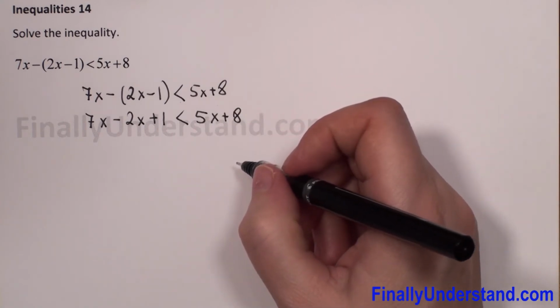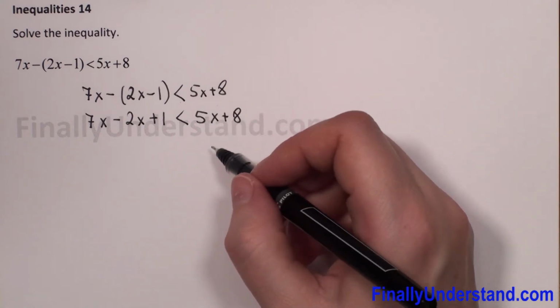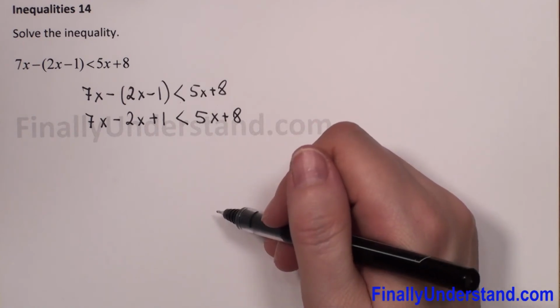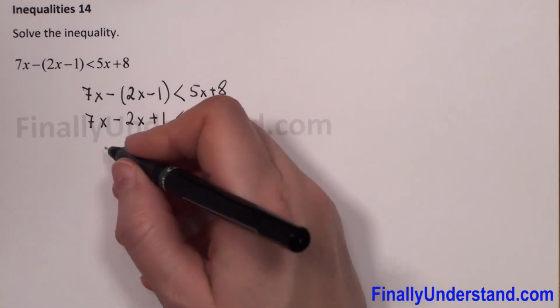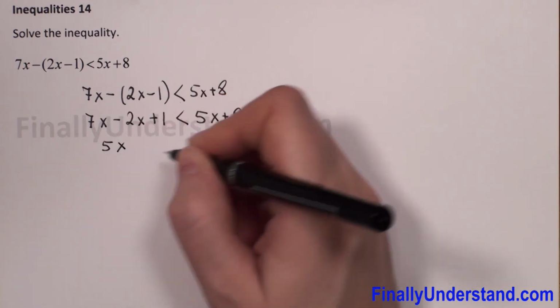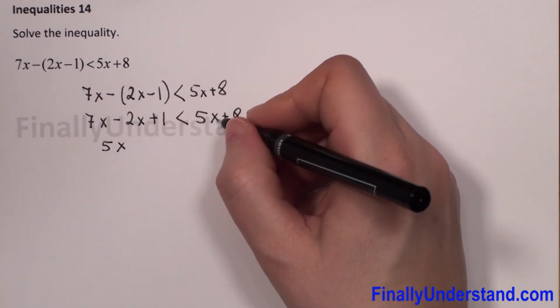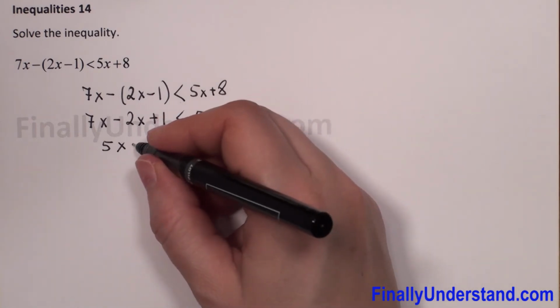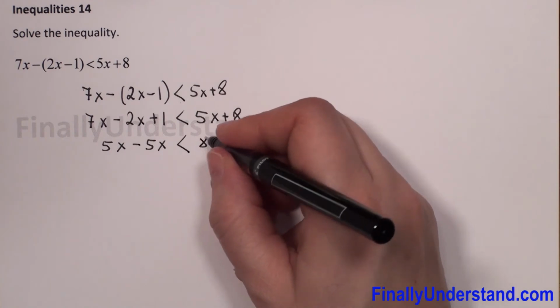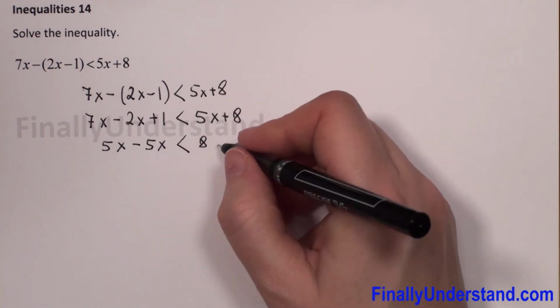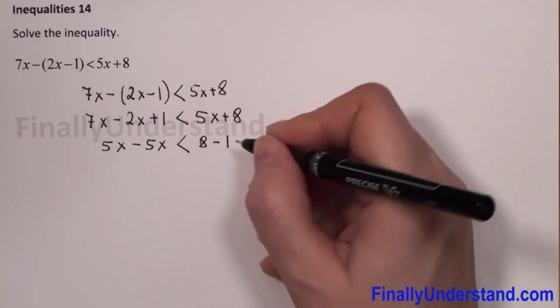Now I have to collect all terms with x on, I can say, the left side. So 7x minus 2x will be 5x, and positive 5x, I will move to the left side, so it will be minus 5x is less than 8, and 1 I will move to the right side, so it will be minus 1.